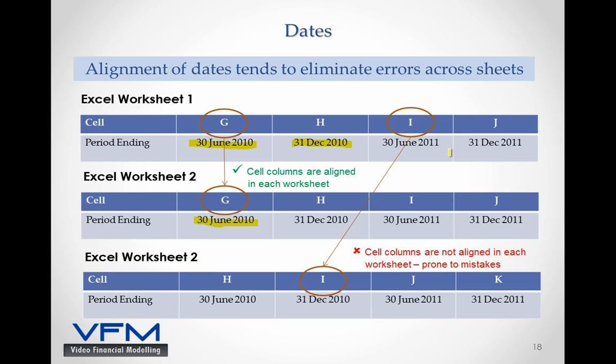So cell columns are aligned in each worksheet. Now, what if, for example, let's look at column I this time, in worksheet 1 we've got 30th of June 2011. Now in worksheet 2, in the same column, we've got 31 of December 2010. So although you can get things right doing this methodology, it's not best practice by any means, and it's going to make your life a lot tougher if you do it this way. So in this one, cell columns are not aligned in each worksheet. This is very prone to mistakes.